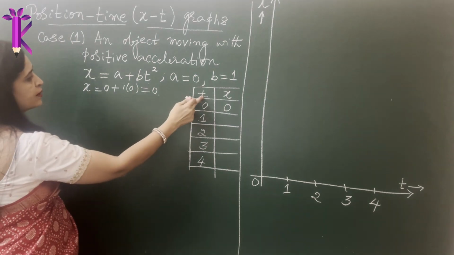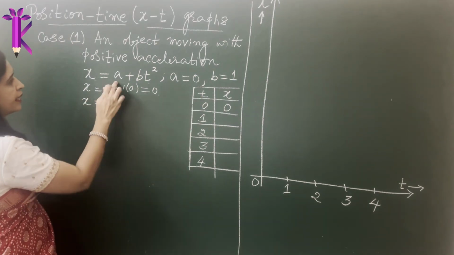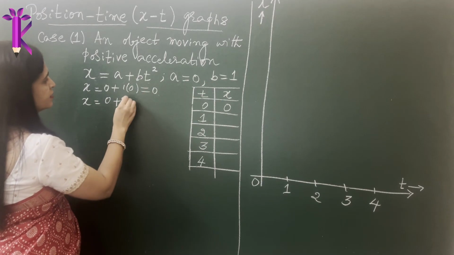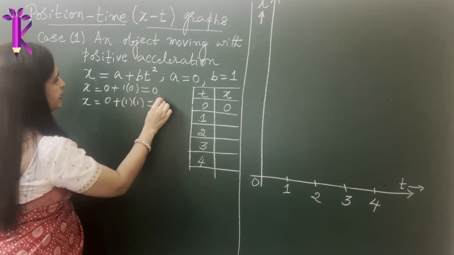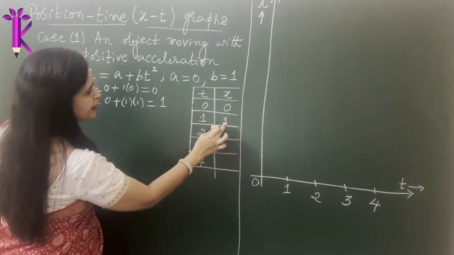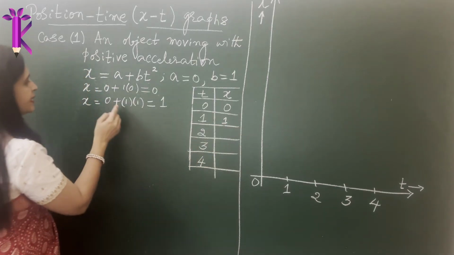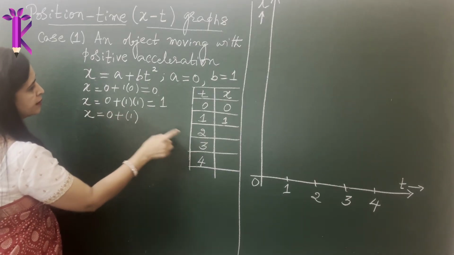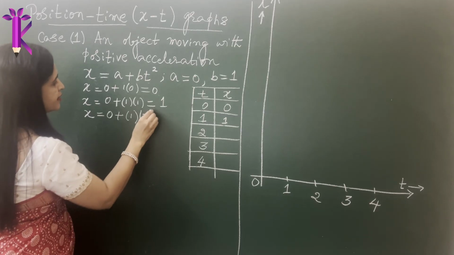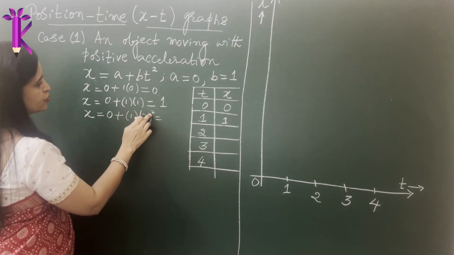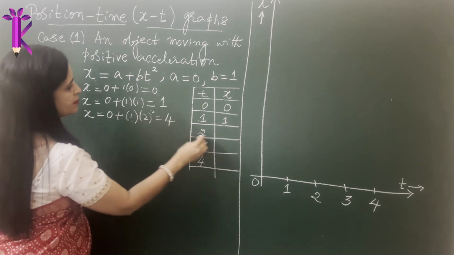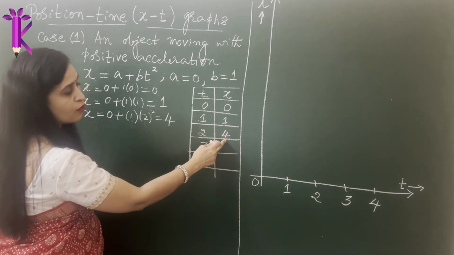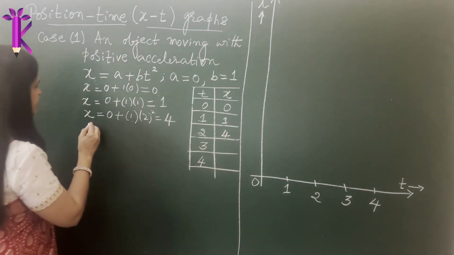Okay, now let's substitute for t as 1. So when t is equal to 1, a is 0 plus b is 1, right? So 1 into 1 will be equal to 1. Let's calculate for t equals 2. So a is 0, b is 1, and this is 2 square, because t is 2. 2 square is 4, 4 into 1 is 4, so this will be 4 meters. So when the time is 2 seconds, you see that the position of the object will be at 4 meters.